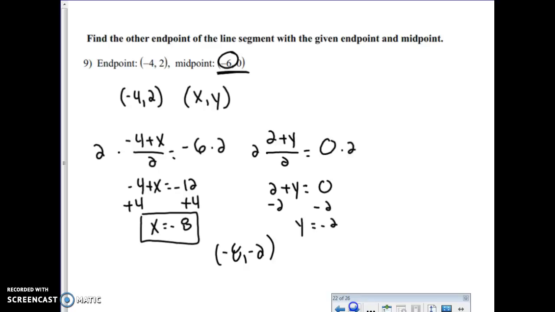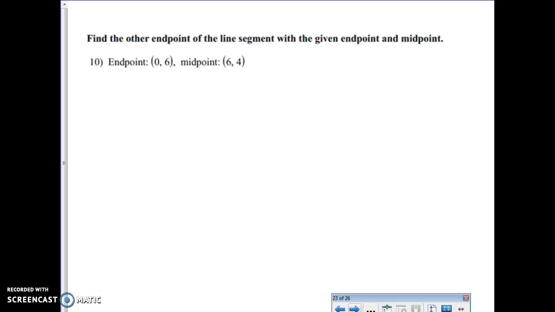Okay, and I can check it. -4 plus -8 is -12, divided by 2 gets me -6. 2 plus -2 is 0, divided by 2 is 0, so it works out. So let's do the same thing here.